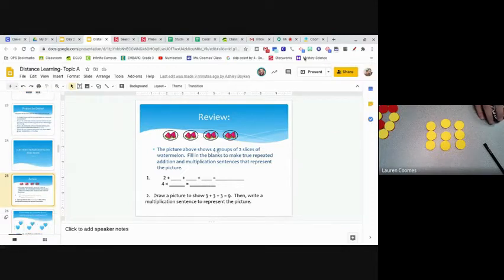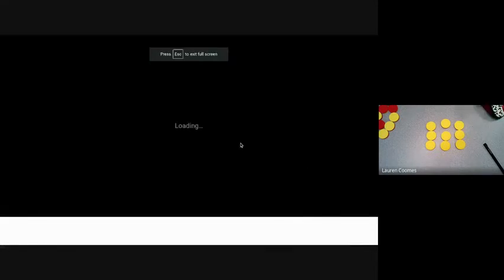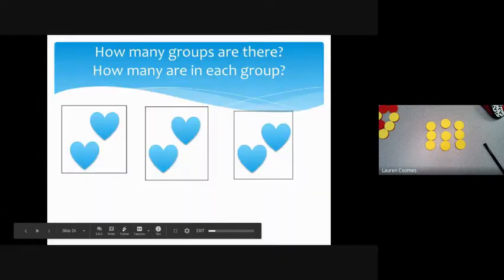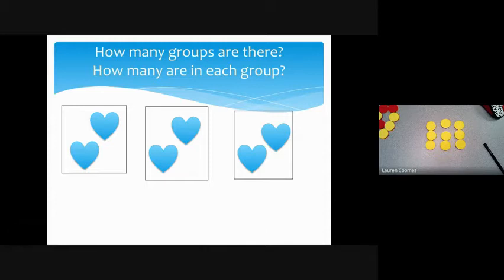So this is what we're going to do today. You guys, I need you to tell me, how many hearts do you see? How many groups are there? How many groups? Show me on your fingers. How many groups? Nope, Brendan, that's not how many groups. How many groups do I have? If you said 3, you are right. There are 3 groups. Now the next question, how many are in each group? Cruz, awesome. There are 2 in each group.